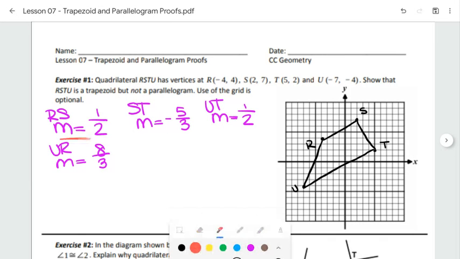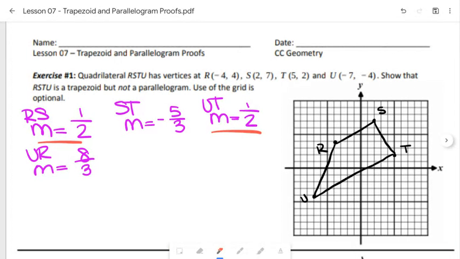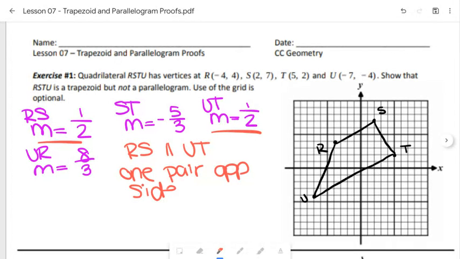So I see that we have at least one pair of opposite sides that are parallel. So I can say RS is parallel to UT. Okay, or I could just say one pair of opposite sides parallel. Therefore, RSTU is a trapezoid.